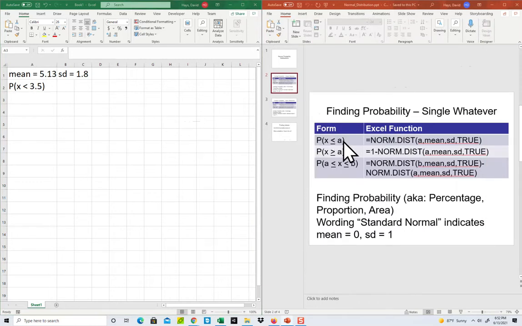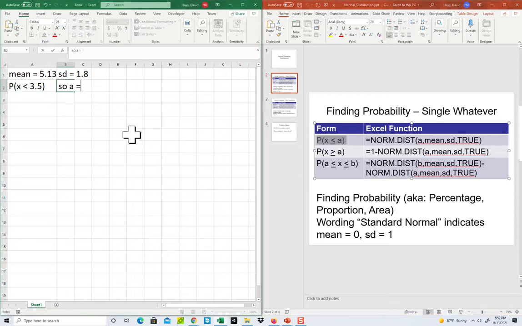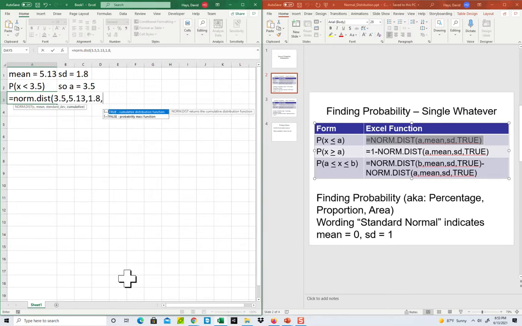Okay, this is the less than case. That's this first one here. So A is whatever follows your inequality symbol. So A is 3.5. And we're going to be plugging into this formula right here. So equals norm dist A. A is 3.5, comma mean 5.13, comma standard deviation 1.8, comma true.